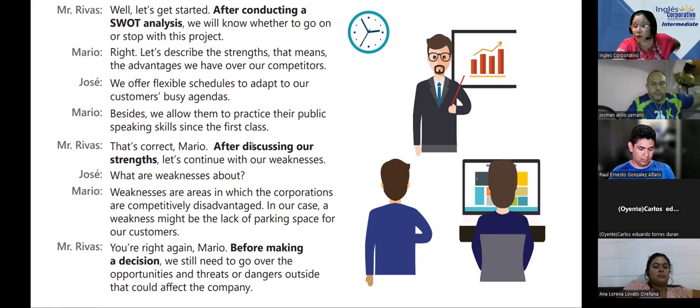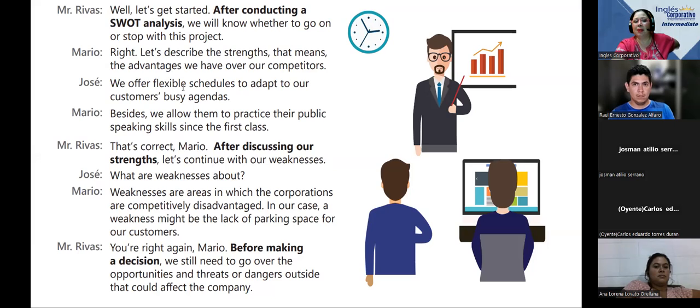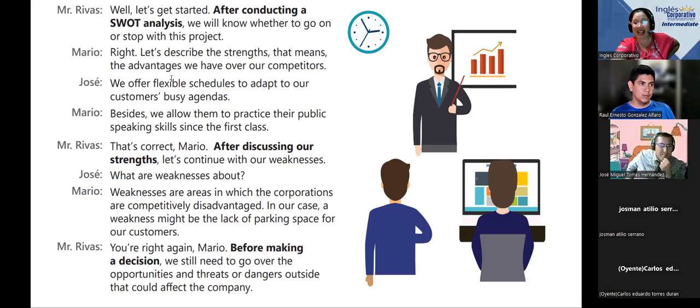Okay then, so let's think about what they are talking about. It says, well, after discussing our strengths, so the first one is strengths. After discussing our strengths, we are going to think about the weaknesses. Okay, they have already discussed the strengths. Let's see what their strengths are. The first strength: flexible schedule. Yes, correct. Thank you, Jose Miguel.